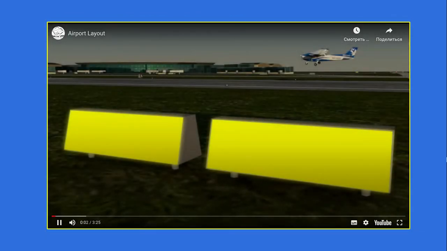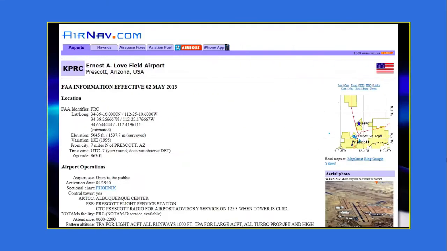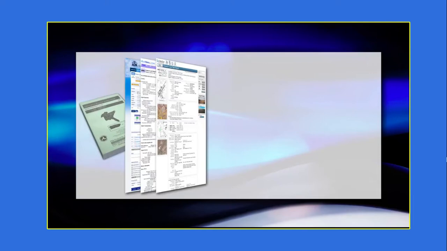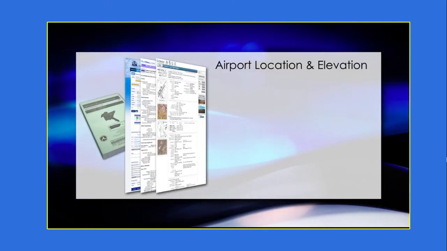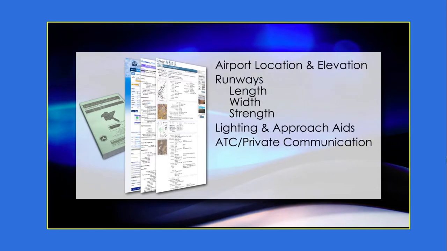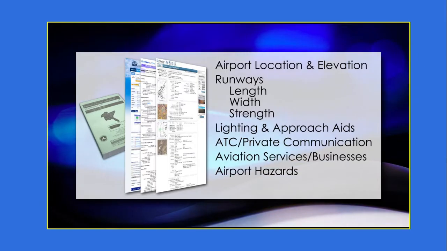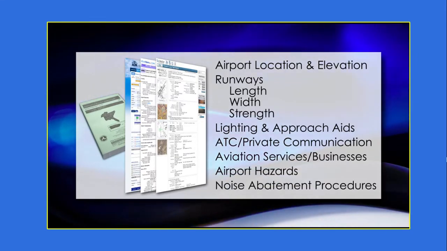And we will begin by explaining the layout of a typical airport. Information on airports can be found in the FAA's Airport Facility Directory and in commercial publications and websites such as AOPA Airports, airnav.com, and skyvector.com. These publications provide information such as airport location and elevation, length, width, and strength of runways, airport lighting and approach aids, ATC and private communications information, aviation services and information about airport businesses, airport hazards, and noise abatement procedures.